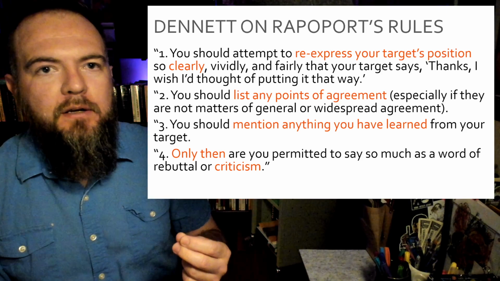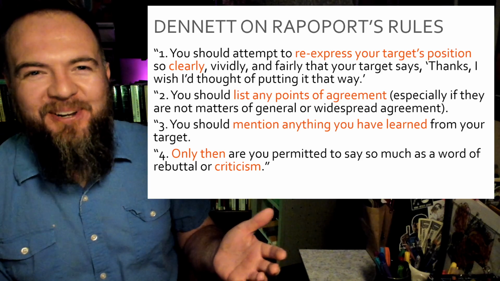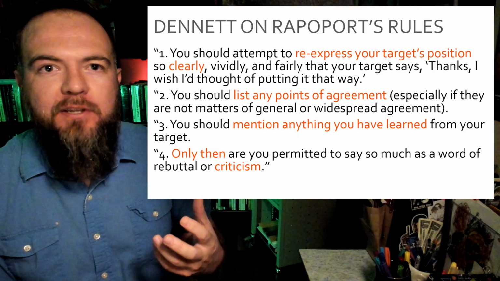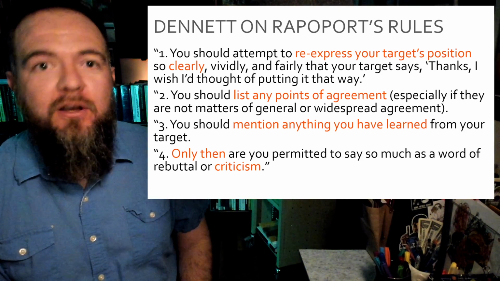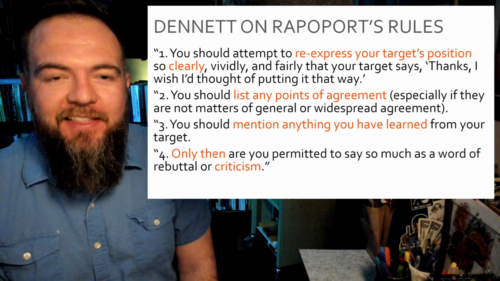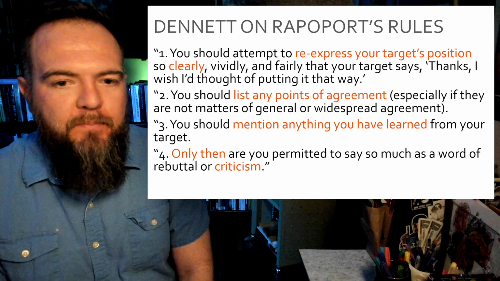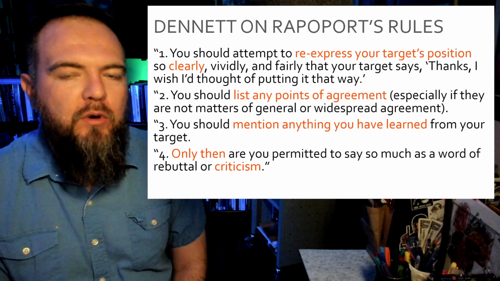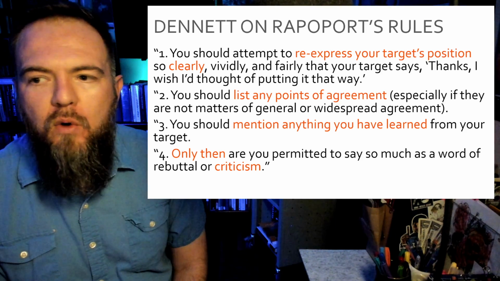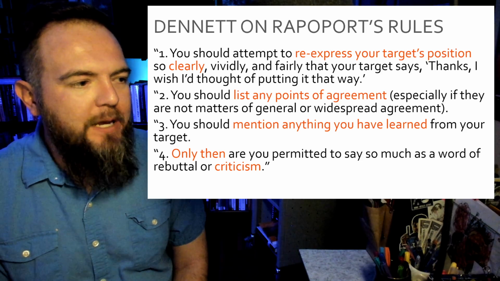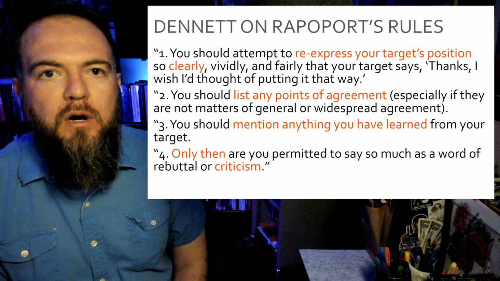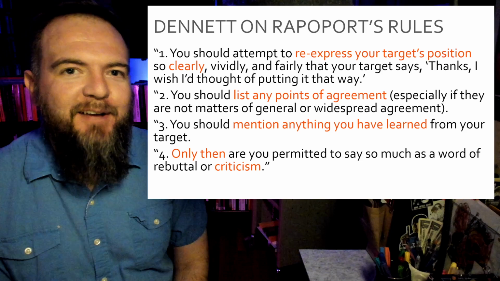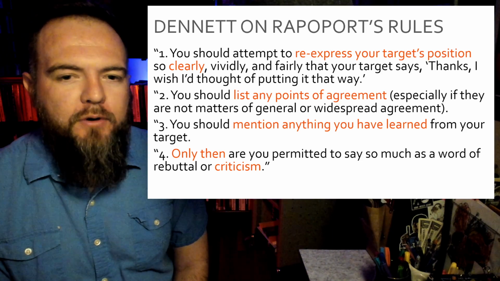So rule number one is just making sure that you understood your opponent. And the way that you make sure is you recharacterize their argument in a way that they would say, "Yeah, that's great," or "Wow, I wish I had said it in that way." Number two, you should list any points of agreement, especially if they are not matters of general or widespread agreement. Whenever you're dealing with an opponent, if you can acknowledge where you agree with them, that's a really good thing. And obviously, non-obvious stuff is even more important to acknowledge.